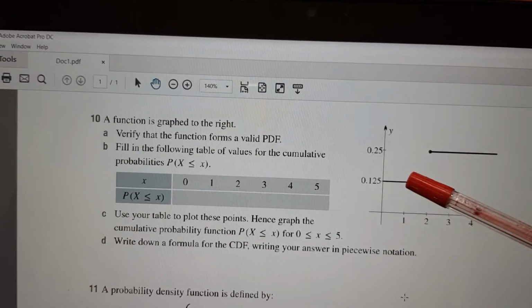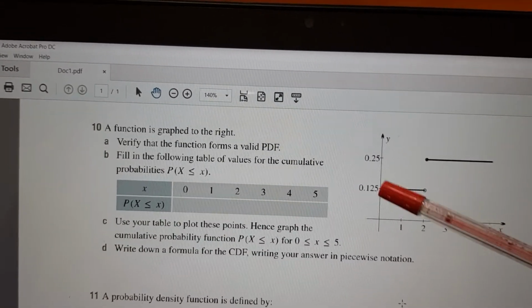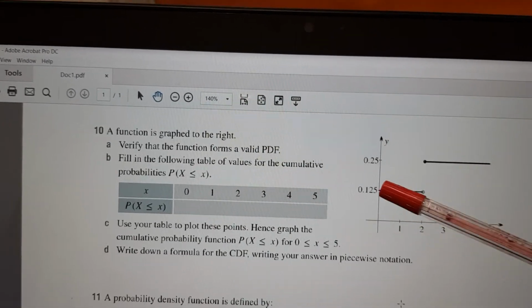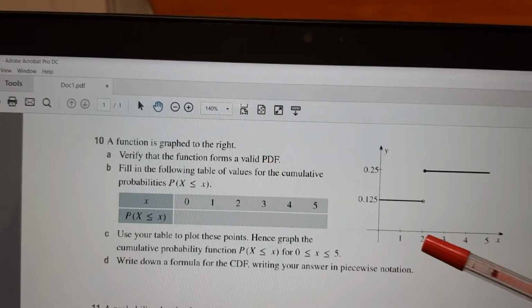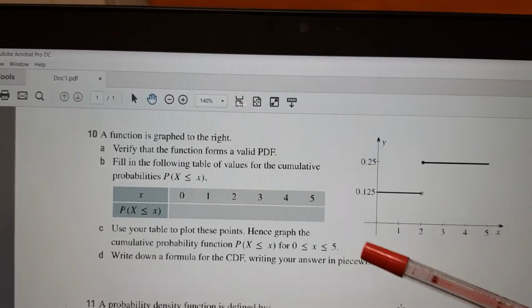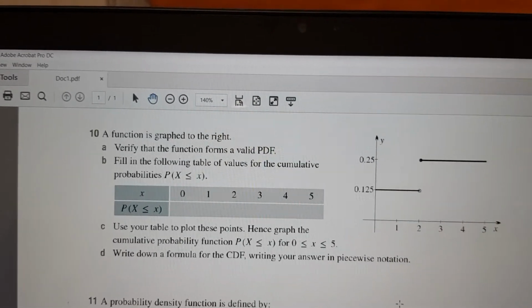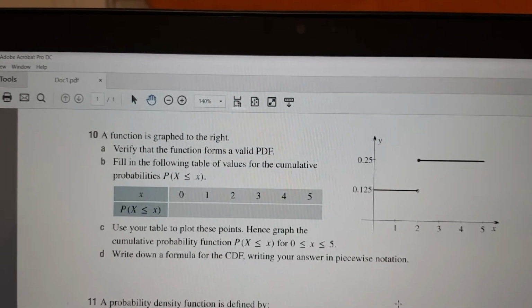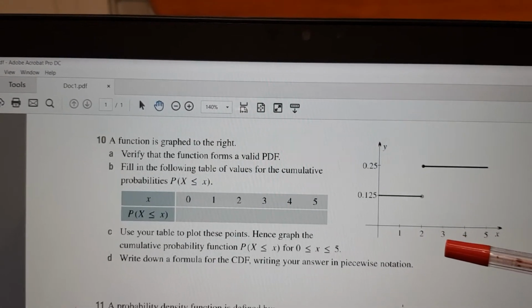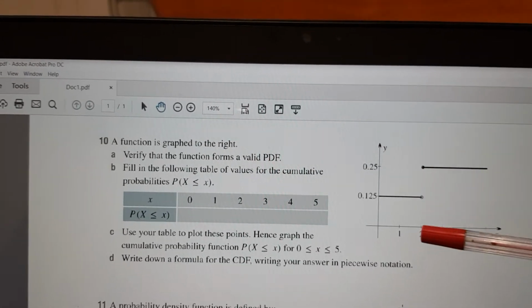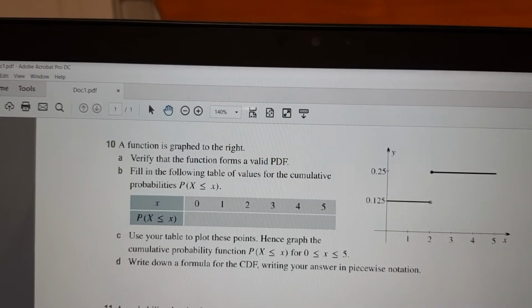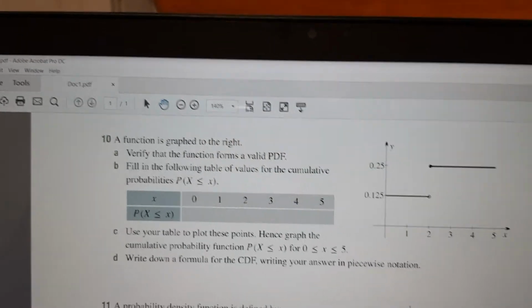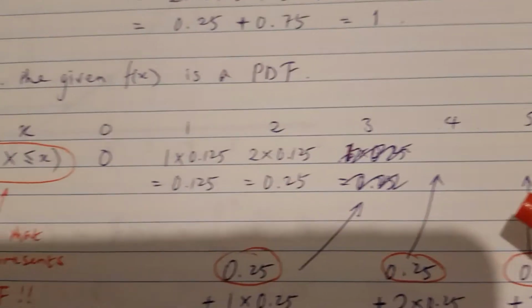X equals 1, so now you have developed a little rectangle. So that's going to be the area, 1 times 0.125. At x equals 2, 2 times 0.125. Remember, it's a cumulative effect, so by the time you reach x equals 3, not only that taller strip of rectangle, but also all of those have to be included, and so on. So that's the idea. So here we go.